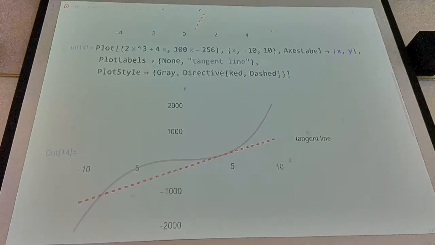Actually kind of works. Yeah, just leave it like that.